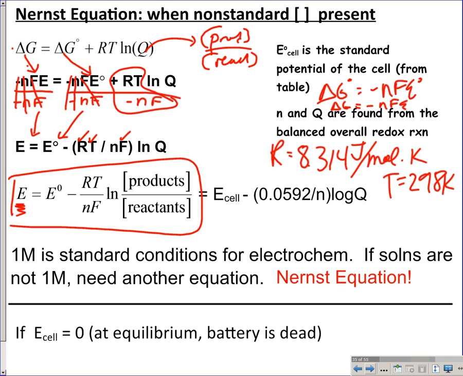E is equal to E naught cell, minus all those variables put together, which is 0.0592 divided by N, log of K, or Q. Could be K, but it's Q right now.